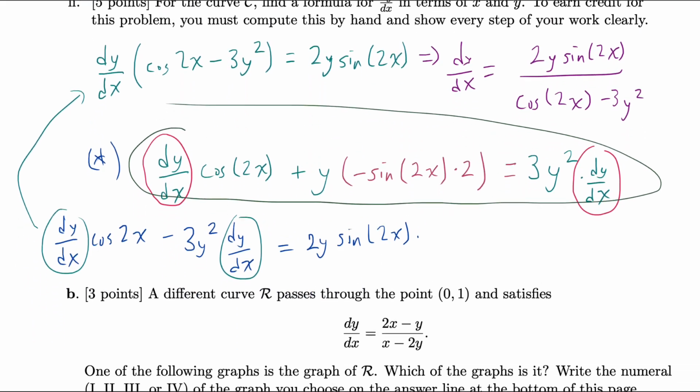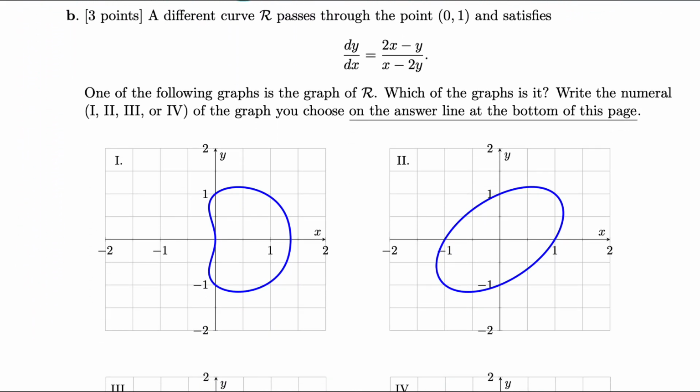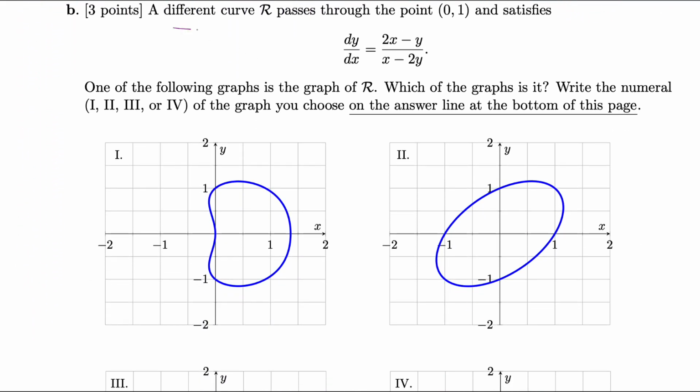Let's move on to the final part. Here we really have a different curve R, so it's not the same one, also passing through (0, 1), I guess. And it satisfies that dy/dx is (2x minus y) over (x minus 2y). One of the following is the graph of R, and we want to find which one it is.